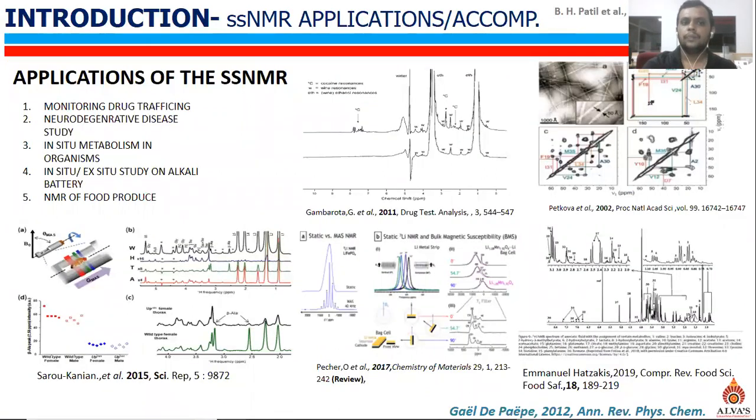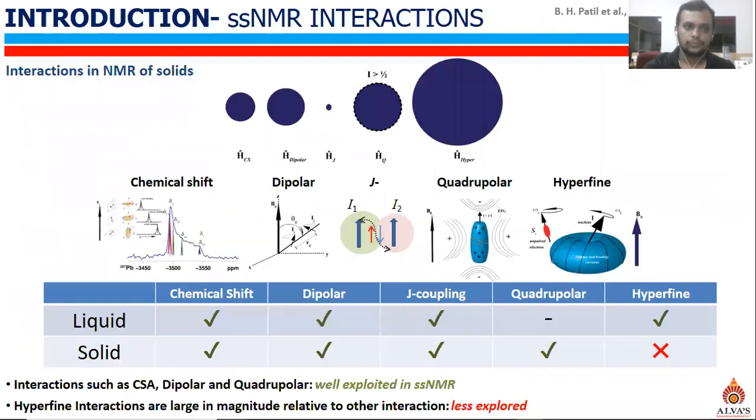Some of the applications of ssNMR are shown in the figure: monitoring drug trafficking, neurodegenerative disease study, in situ metabolism in organisms, in situ and ex situ study of alkali batteries, and NMR on food produce.